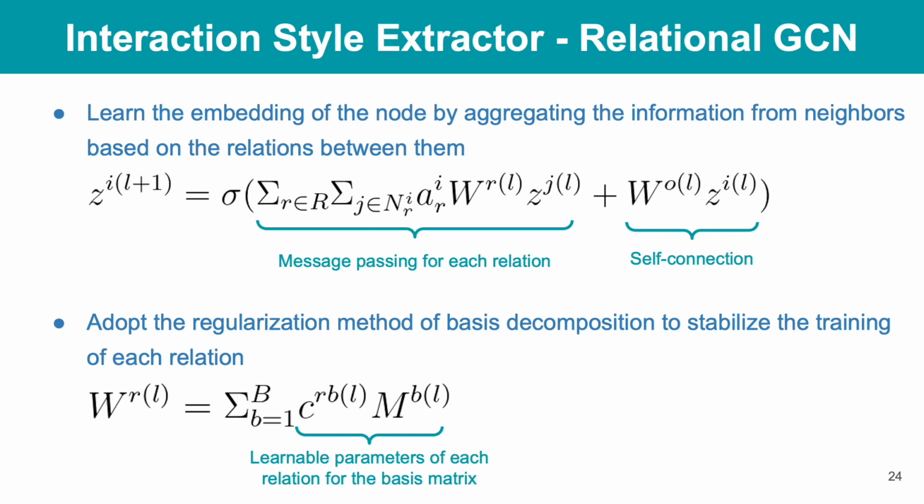Therefore, the relational GCN is a propagation model that learns the node embeddings by aggregating the information from neighbors based on the relations between them and the self-connection. To stabilize the training of each relation, we adopt the regularization method of basis decomposition by using learnable parameters of each relation for the basis matrix.